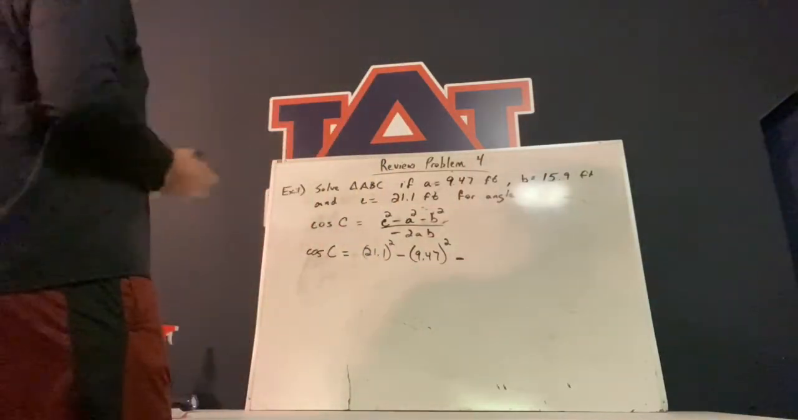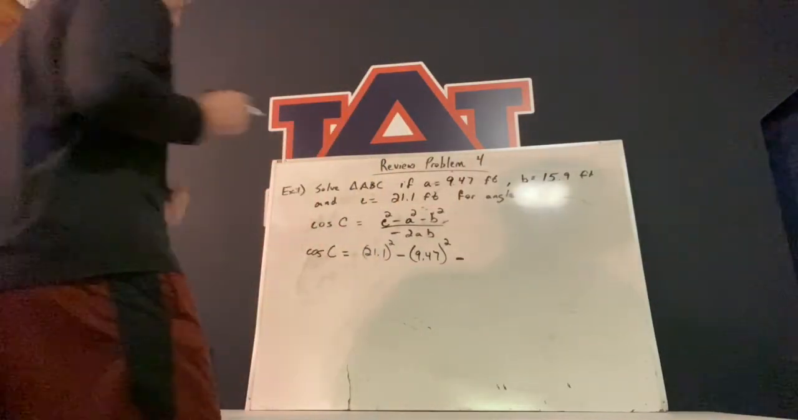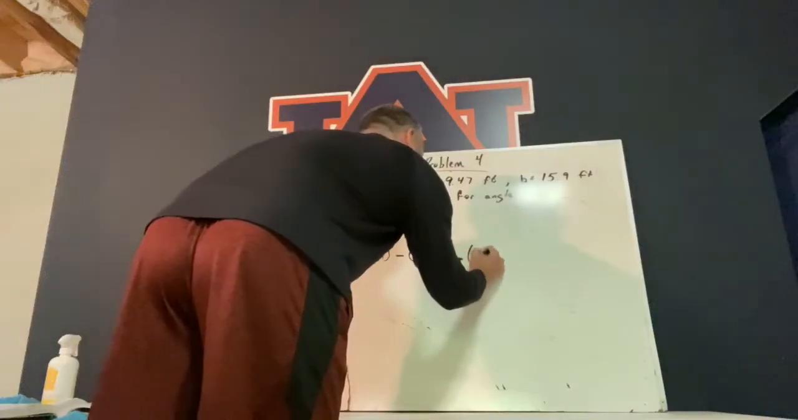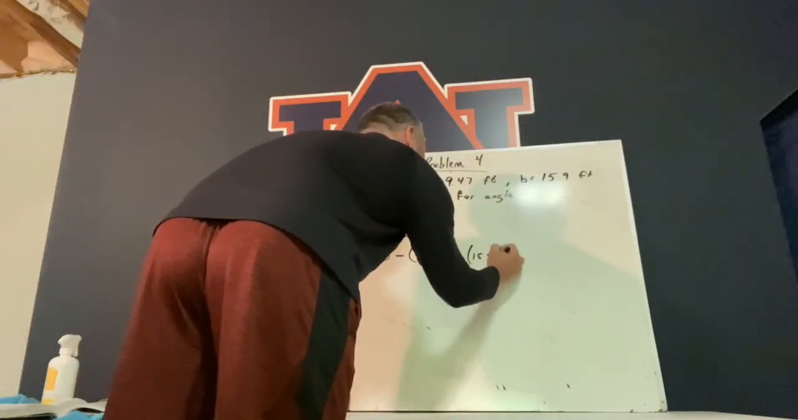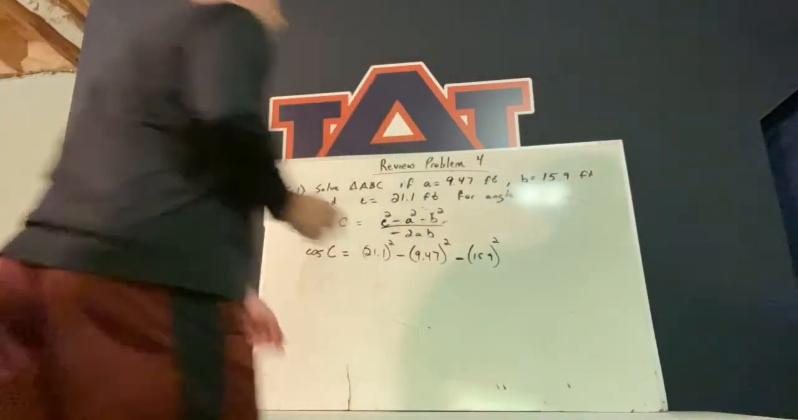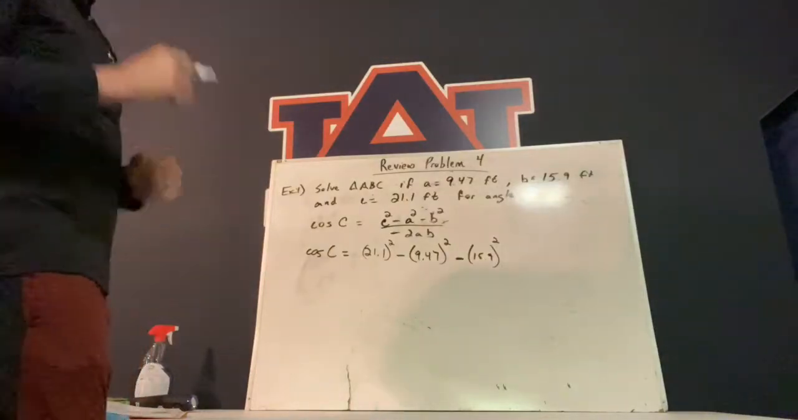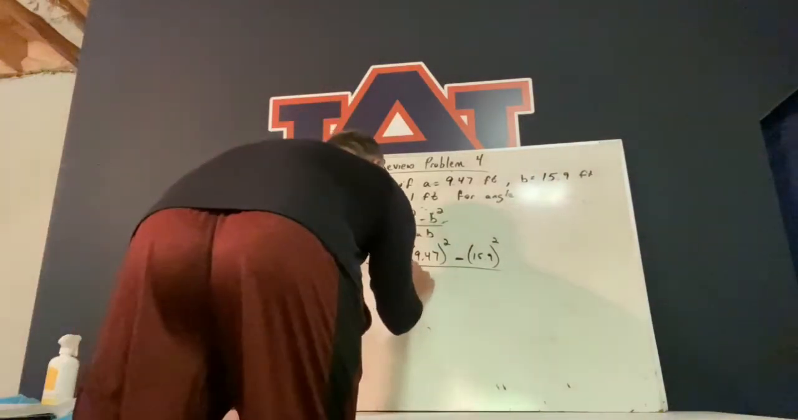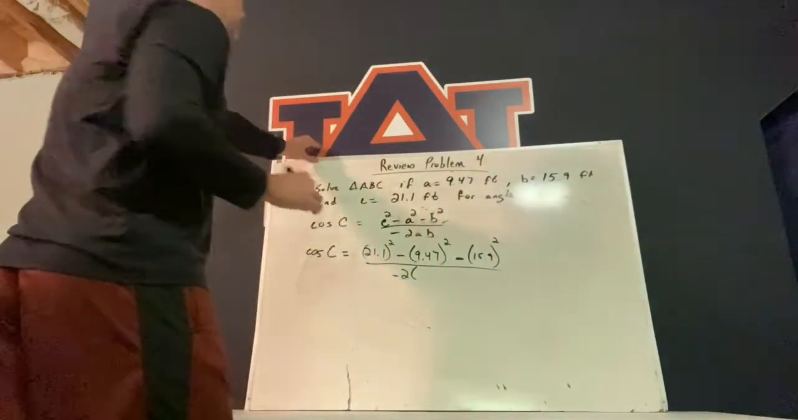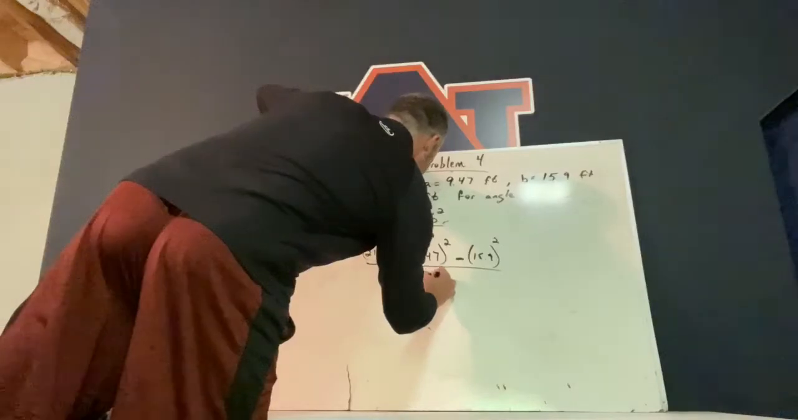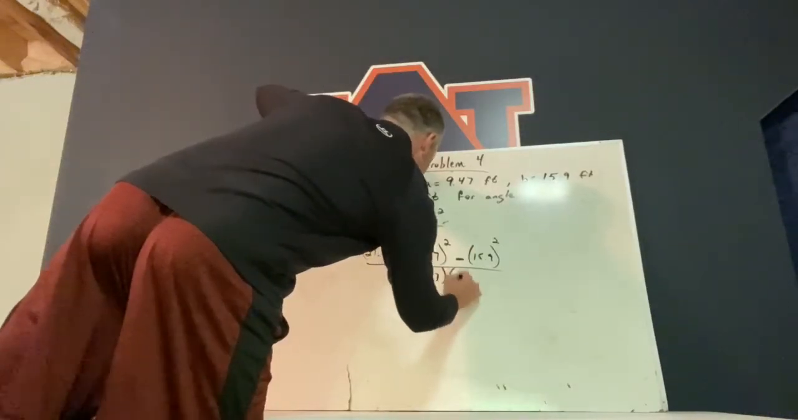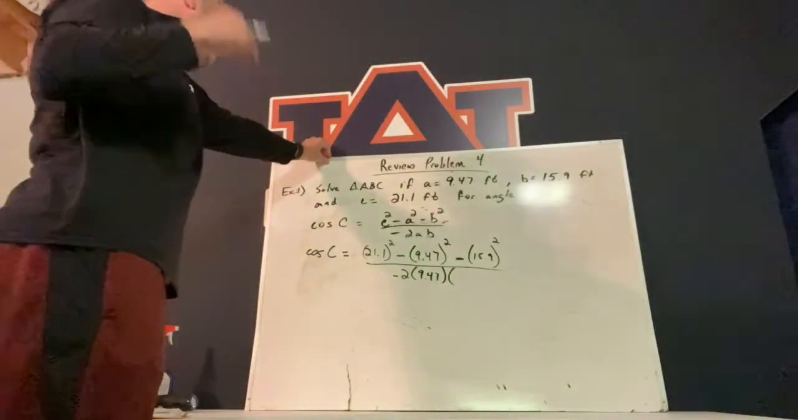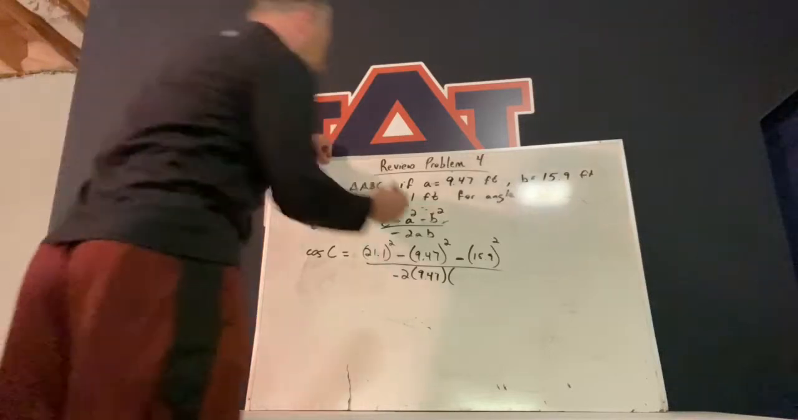Write down the minus. This is where people will mess up, because of these negatives. Minus 15.9 squared. All of this is going to be divided by -2 times A, which is 9.47, times B, which is 15.9.